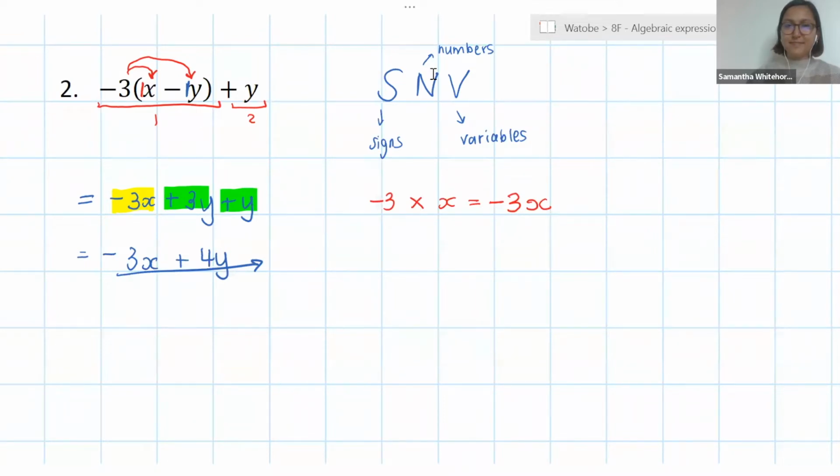Hello. Hi. I want to ask with the brackets, wouldn't it be -3xy, then plus y for the final answer?